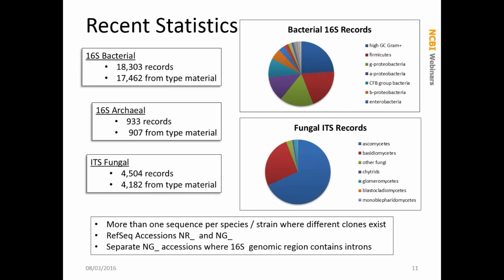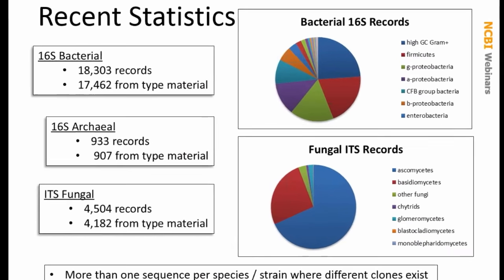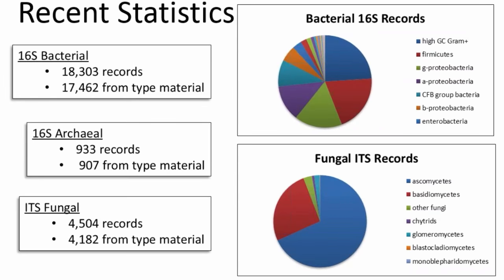So here's some recent statistics about what we have. For the bacterial sequences, we're closing in on 20,000 records, and the vast majority of those are from type material. And you can see the distribution of the major groups of bacteria that are in the 16S database right now. The 16S archaeal is a much smaller set of data, about 900 records. Most of them are from type material. And if they're not from type material, we try to make them from some kind of verified material.